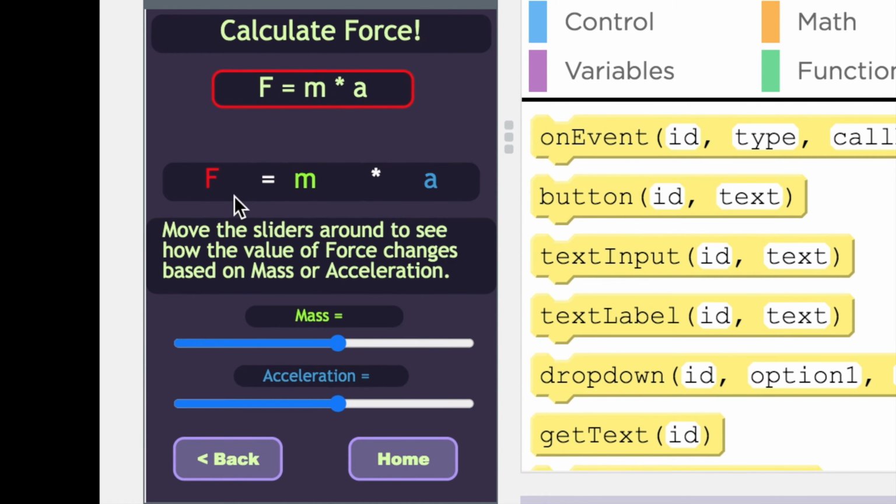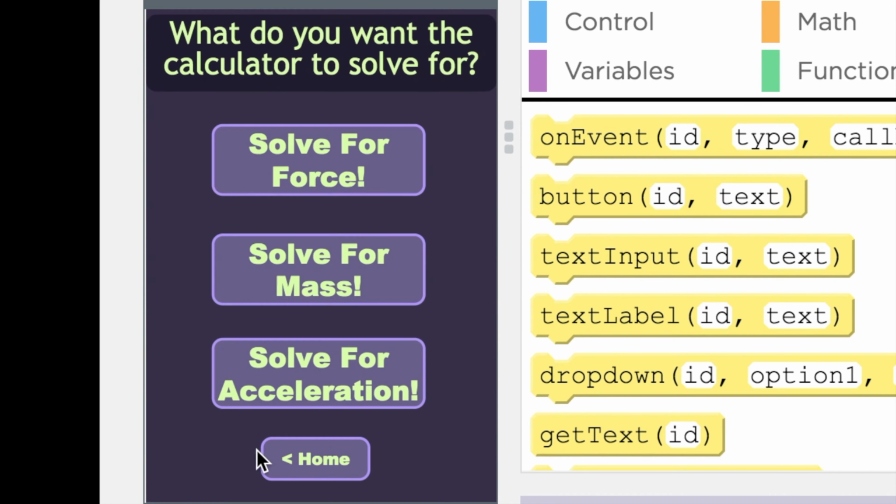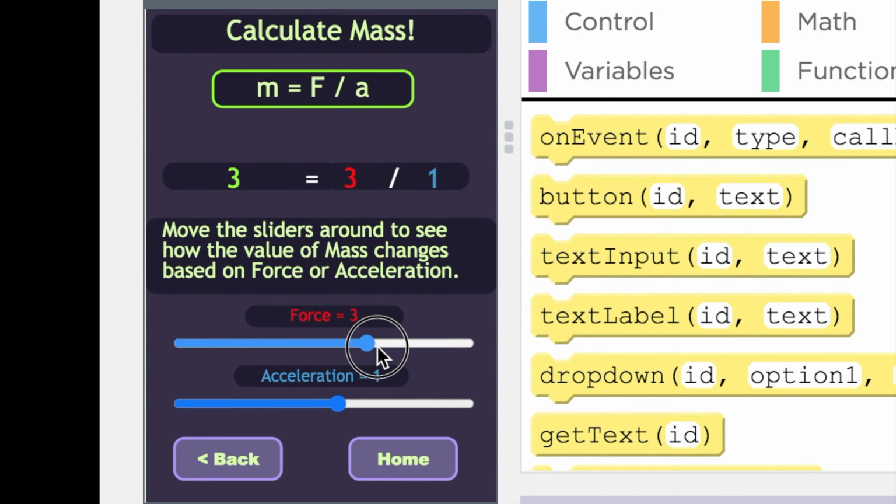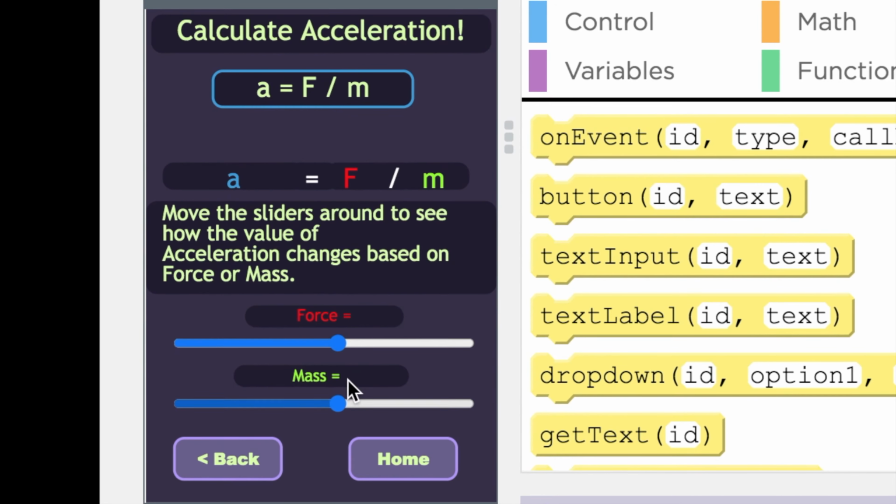Let's look at force. So force equals mass times acceleration. We can move these sliders around to see how this affects the rest of the equation. So a mass of 7 with a -3 acceleration results in -21 force. So we can go back, do the same for mass, and get our different values here. Acceleration equation, same idea.